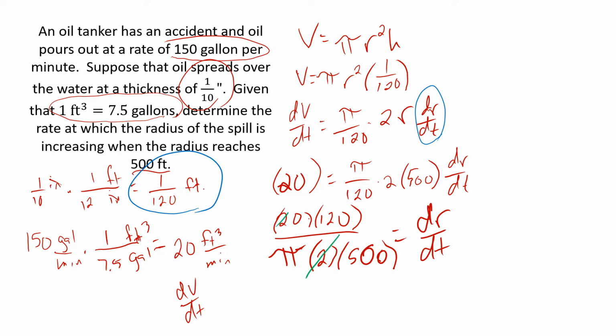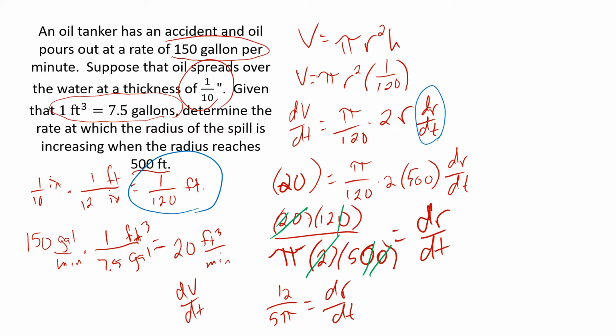That'll make that a 10, but hey, we can get rid of another 0, so that's 1. Get rid of a 0 there, so that's 12. So this would be 12 over 5 pi, equals dr over dt. If we can't use a calculator, that would be our answer. It is an exact answer.